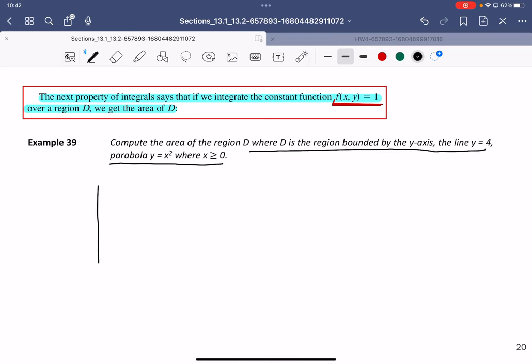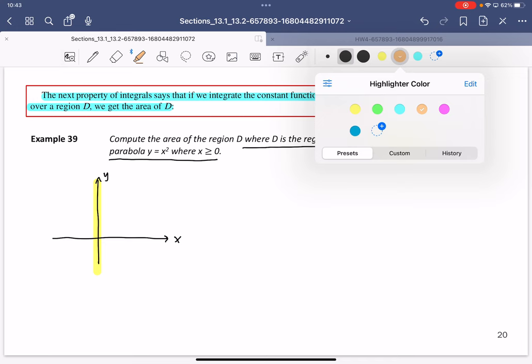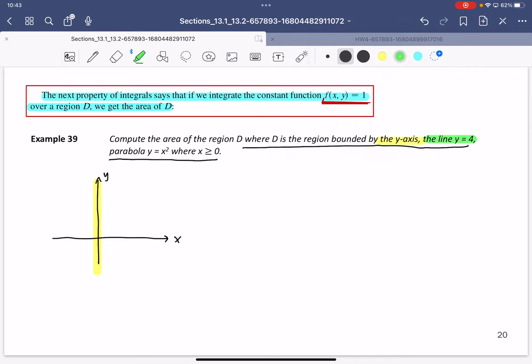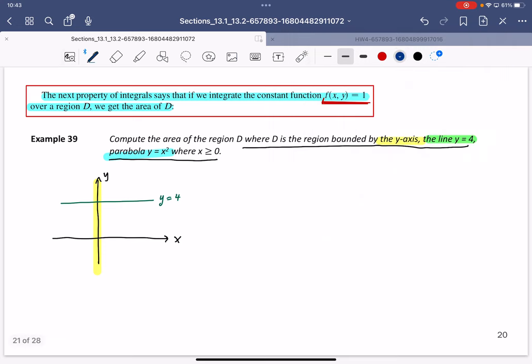So you're gonna draw the y-axis. You're gonna do the x-axis here. When you draw the line, you start from the y-axis, which is this one, and then you have the line y equal to 4, right? The line y equal to 4 is gonna be this one, and then you have the parabola here, y equal to x squared.